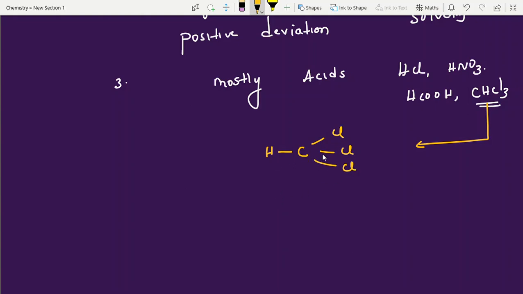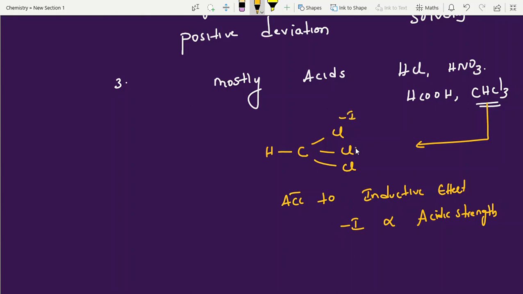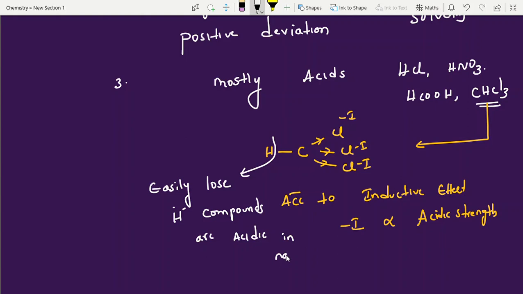Okay, see here, according to inductive effect. So what is this, students? If minus I groups are there, what happens? Acidic strength increases, right? Acidic strength is directly proportional to minus I groups. According to inductive effect, this is a minus I group, minus I group, minus I group. What is the minus I group characteristic? It withdraws electrons towards itself. In such a way, carbon is giving electrons to chlorine, right? Between carbon and hydrogen, the bond is now weaker. If it is weaker, definitely what happened? It easily loses hydrogen. Compounds that easily lose hydrogen are acidic in nature. Is it clear? That's it.